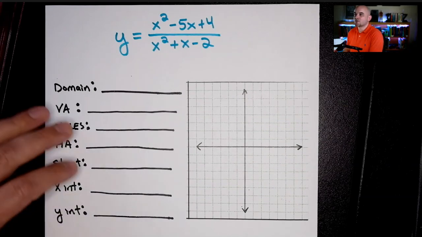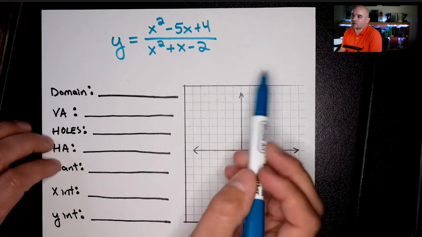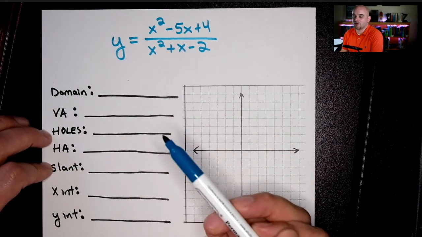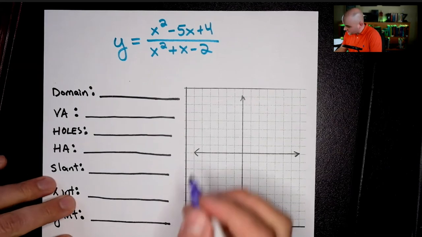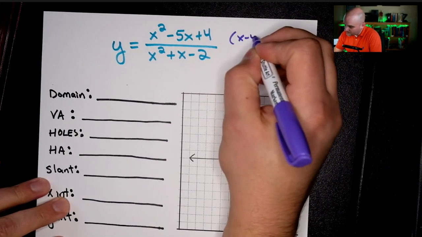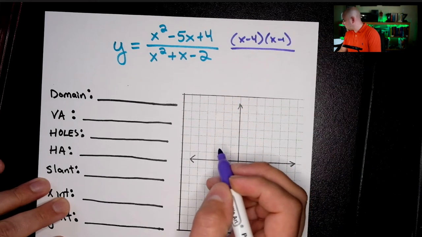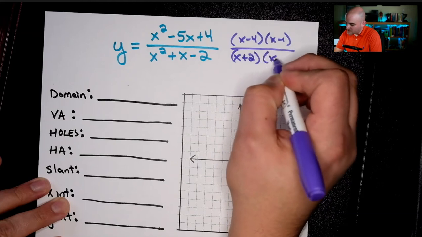So this next one here, notice we've got two quadratics, one in the numerator, one in the denominator. And like I've said before, it's going to be helpful if we just go ahead and factor both of those. So pause the video and factor it. And I take it if you've paused it and you factored it, you should have gotten something like this. x minus 4 times x minus 1 in the numerator. And in the denominator, you should have gotten x plus 2 times x minus 1.